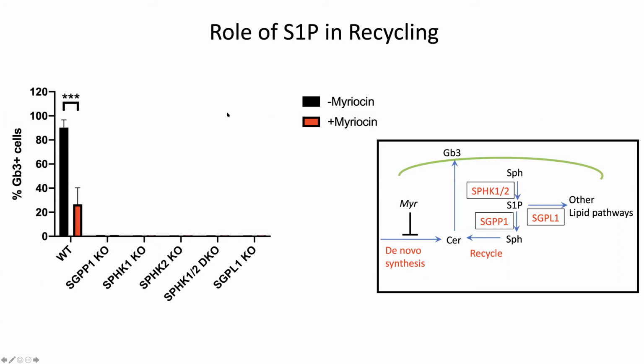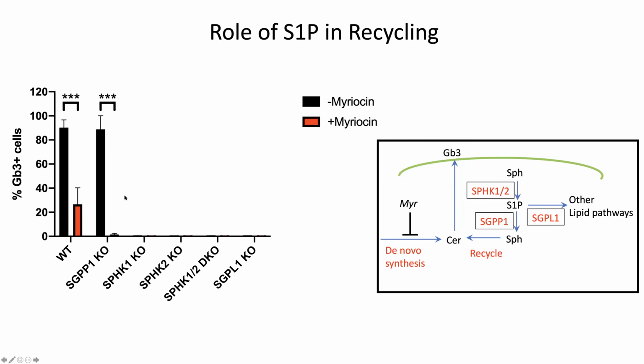And the way we looked at recycling in this experiment was to look at GB3 expression in wild type cells, and then GB3 expression of cells after extensive treatment with myriocin, which we presume is the residual result of the fraction of sphingolipid synthesis which is not from de novo synthesis, so would be from recycling. And when we do that with wild type cells, we see a reduction of about 75% of GB3 expression. So presumably the remainder is from recycling.